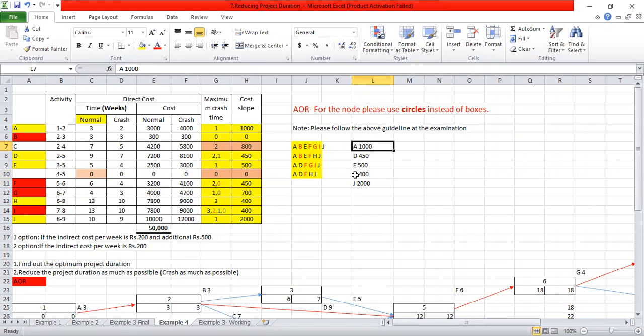If I see H, it is there for two paths, but not for the other path. If I take D, H cannot be taken. D is common for these paths and E is common for the others. So the total summation of D and E is equal to 950. It is less than 1000, so it is better to crash D and E both.